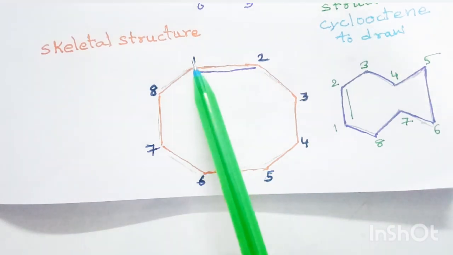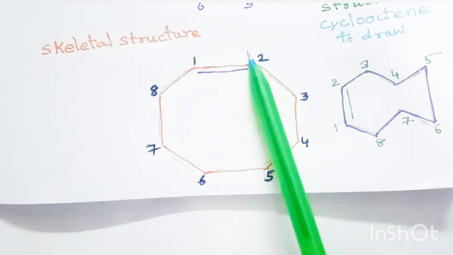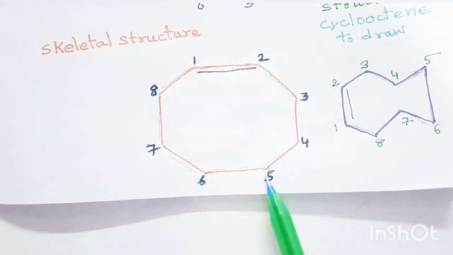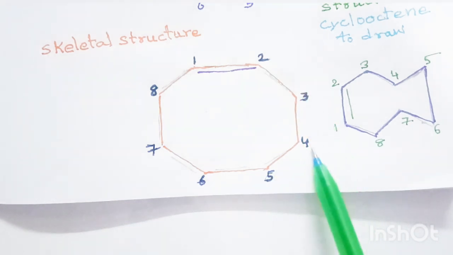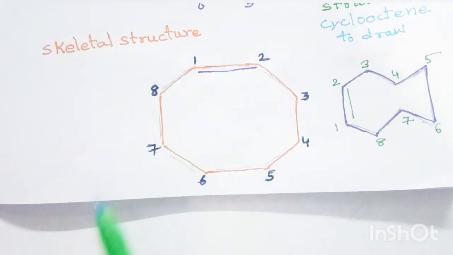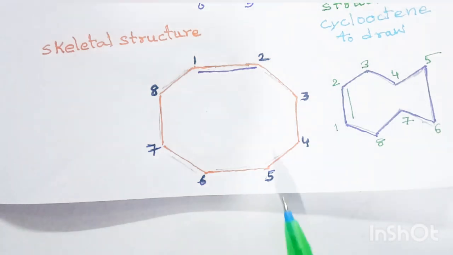So this double bond corners will represent CH, CH. The other single bond corners will represent CH2 each. So this is one CH2, one CH2, one CH2, one CH2, one CH2, another CH2. This is the skeletal structure of cyclooctane.